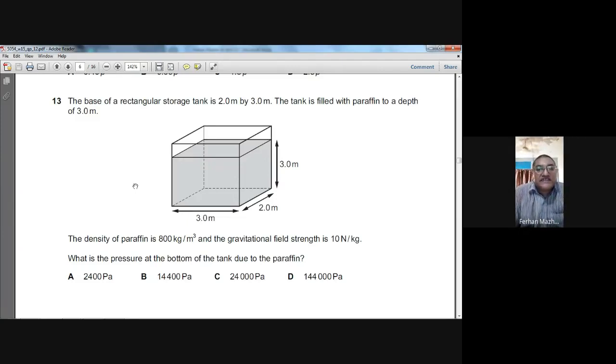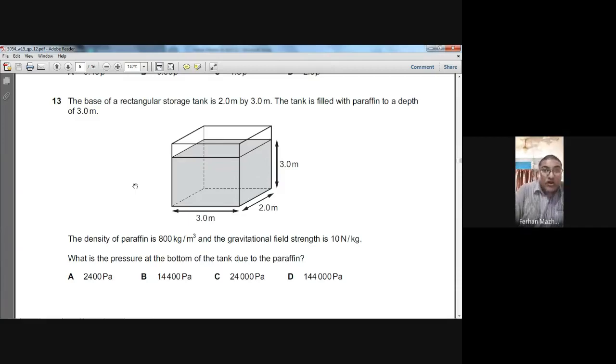You know, paraffin is a liquid. The pressure of the liquid we can find by the formula. We call it the hydrostatic pressure. The formula is rho g h. Rho stands for the density, g stands for the gravitational field strength, and h stands for the depth of the liquid column.